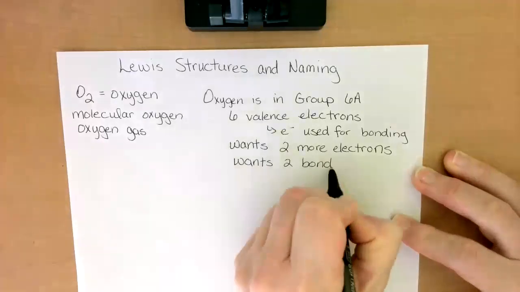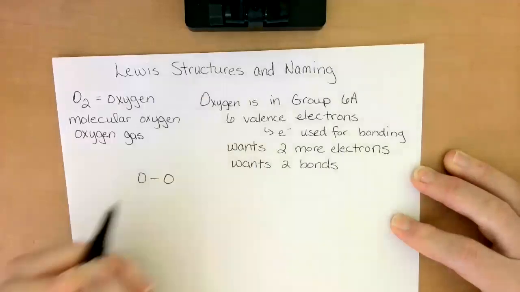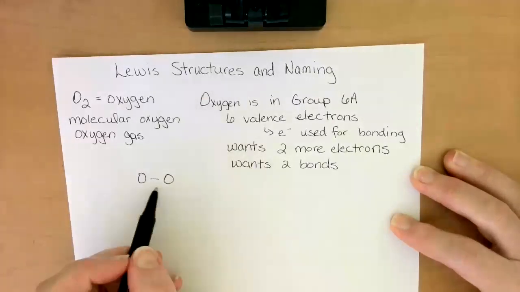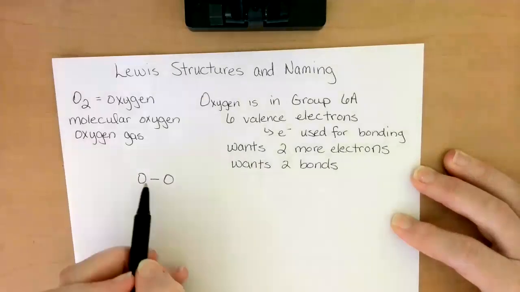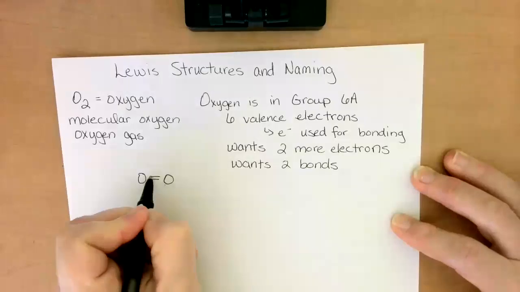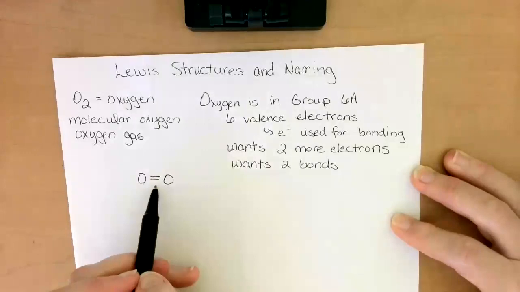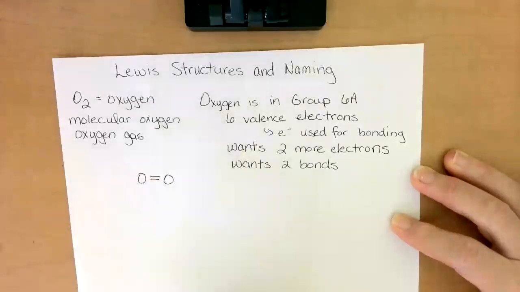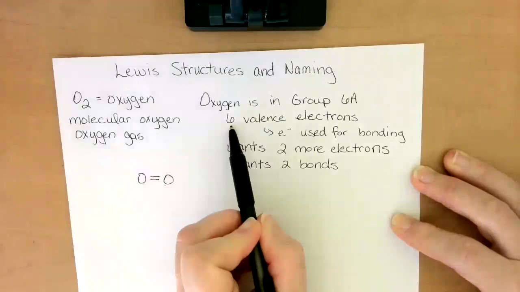To start my Lewis structure, I will simply draw a single bond between the 2 oxygen atoms. At this point, I ask myself, are these oxygen atoms happy? No, they want 2 bonds. If you have two atoms next to each other that each want another bond, you go ahead and give it to them. Now, at this point, they're happy in terms of bonds, but they've only used 2 of their valence electrons each. That means they still have 4 valence electrons left over.